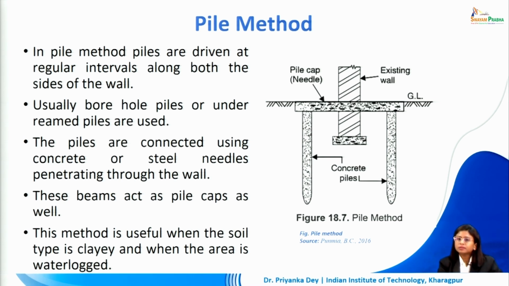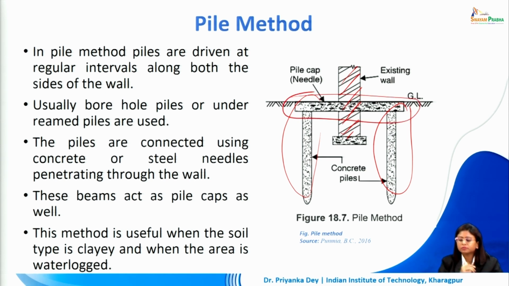So what happens in the pile method? In the pile method, piles are driven at regular intervals along both sides of the wall. So if this is the wall that needs to be supported, here we are adding piles on both sides, and there is a needle cap. This pile cap is going to act as a needle which will support the superstructure and transfer the load that is coming on the superstructure to the piles on both sides.